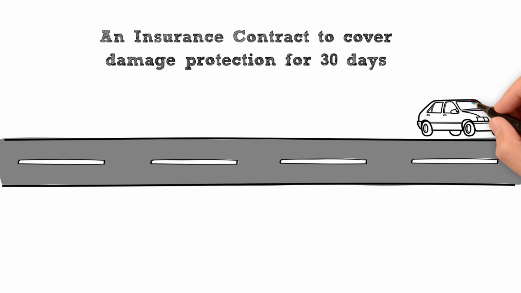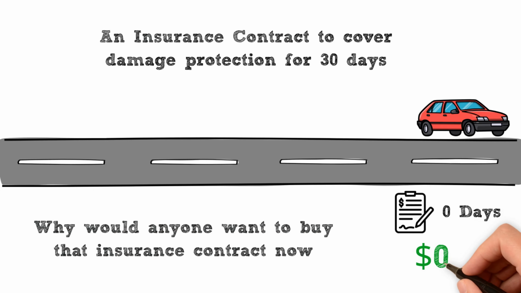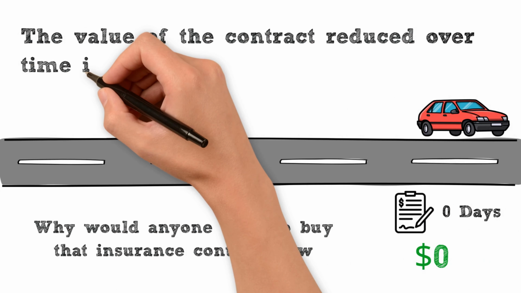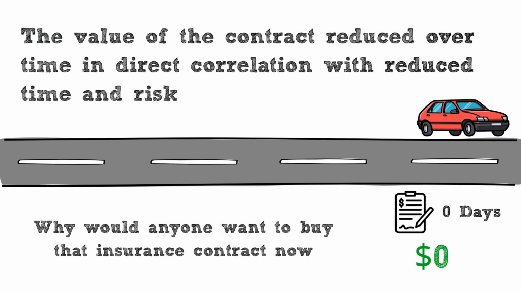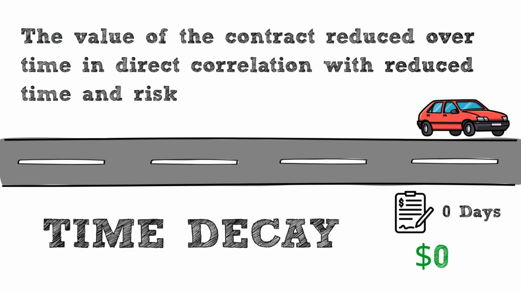The car owner finishes the road trip with 0 days remaining. That's exactly 0 opportunities for an accident to occur. So why would anyone want to buy that insurance contract now? It's worth $0. You've observed how the value of the contract reduced over time in direct correlation with reduced time and risk. The value of that contract can only decrease over time due to this specific time factor of time decay. It can never increase.